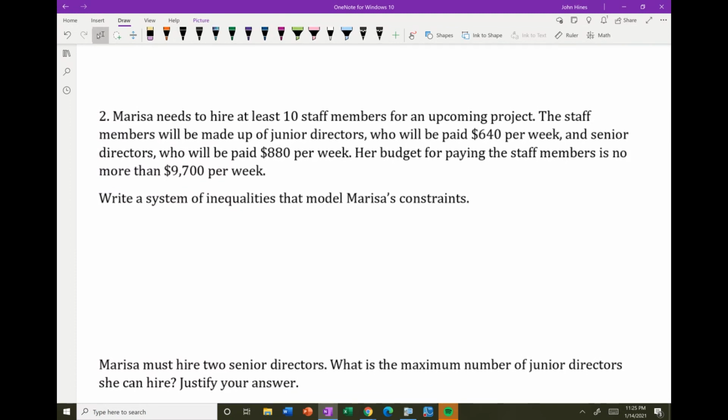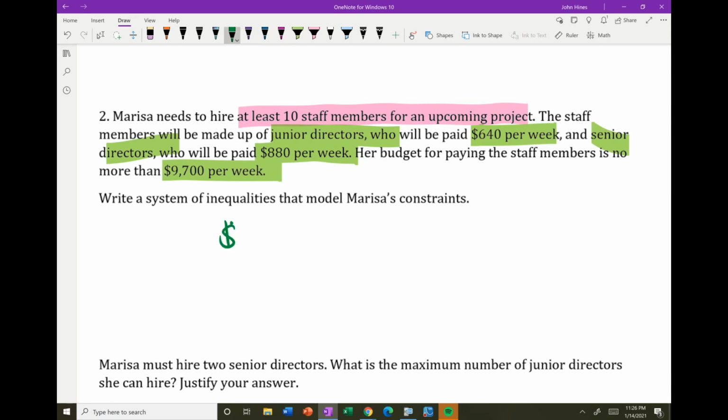Marissa needs to hire at least 10 staff members for an upcoming project. She needs to hire at least 10. The staff members will be made up of junior directors. So junior directors get $640 a week. Senior directors get $880 a week. And she's only got $9,700. Write a system of inequalities.